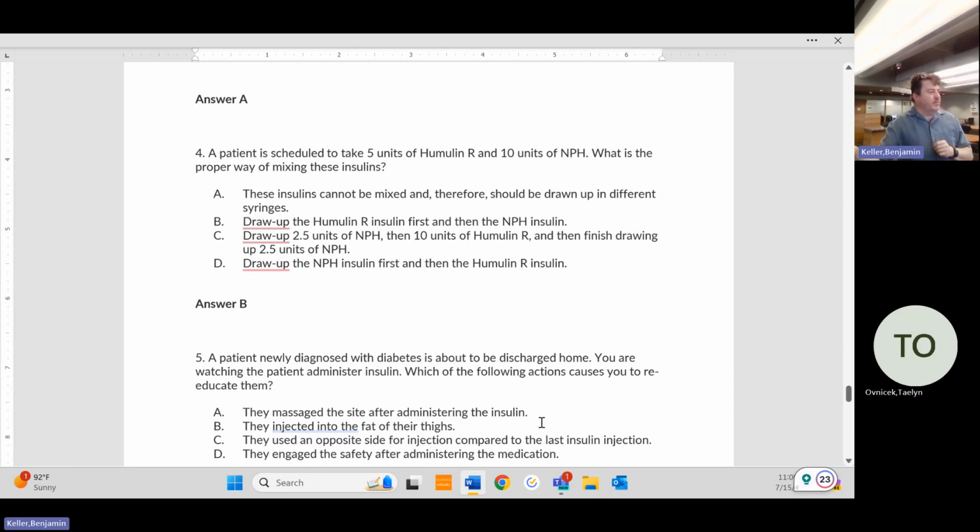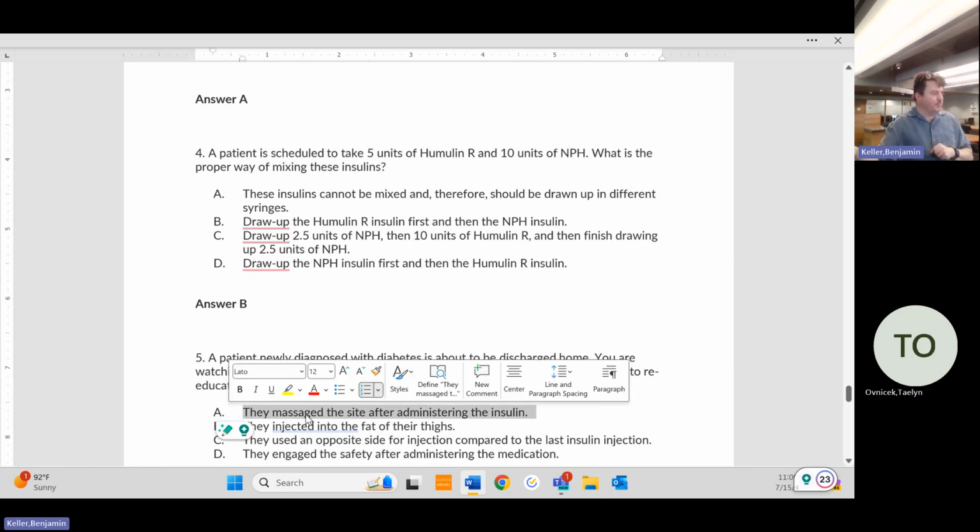So let's see. They massage the site after administering insulin. Do we do that? No, we never massage the site after administering insulin. We also don't add heat, and we also want to rotate the site, and we never aspirate or pull back on the syringe. So we know that this one is a definite yes. This is a definite option. They should not do this.